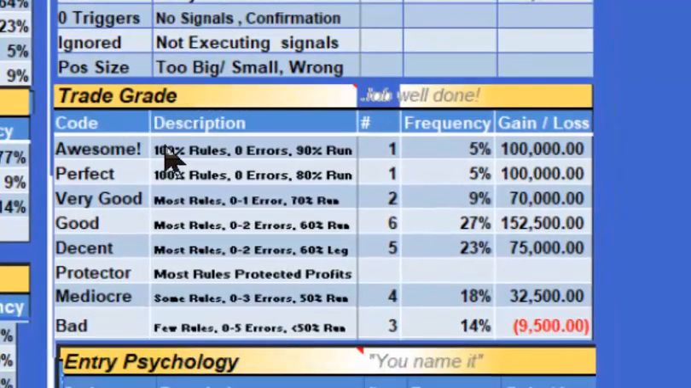Give yourself a grade for the trade. What does awesome mean to you? What does very good mean? Decent or bad? How do you quantify that? How do you define it? Be specific. If awesome is just, hey, I made a lot of money, that's not going to do you any good. For me, awesome is I followed 100% of my rules, I made no errors, and I caught 90% of the trend or the run.